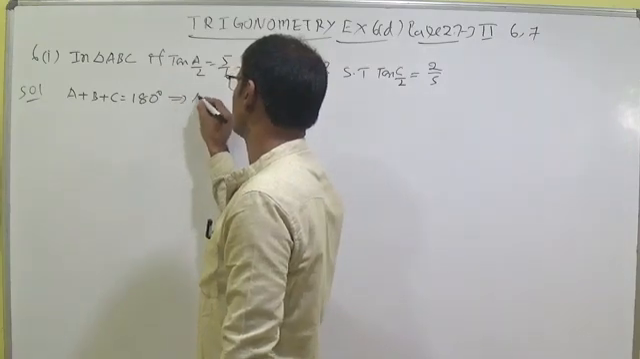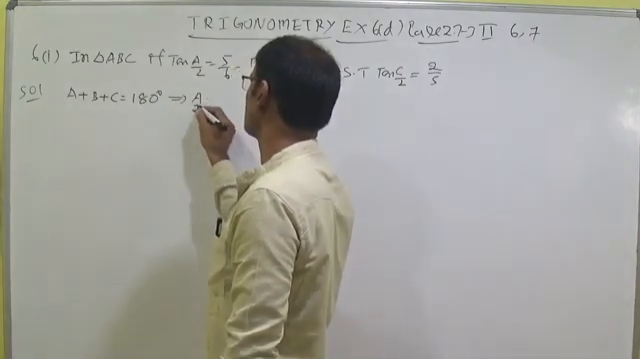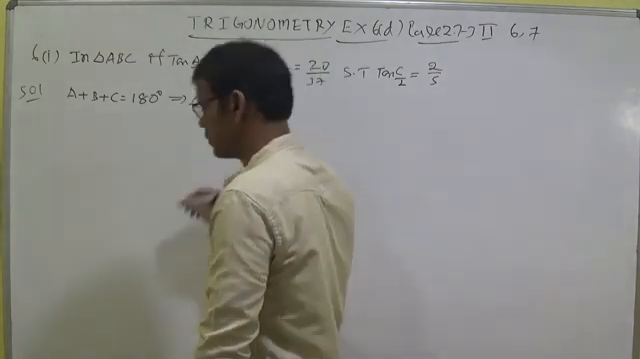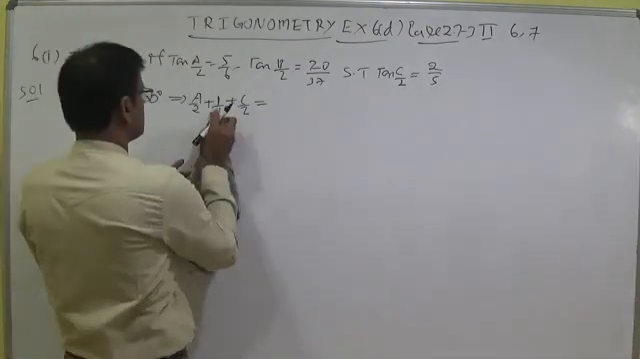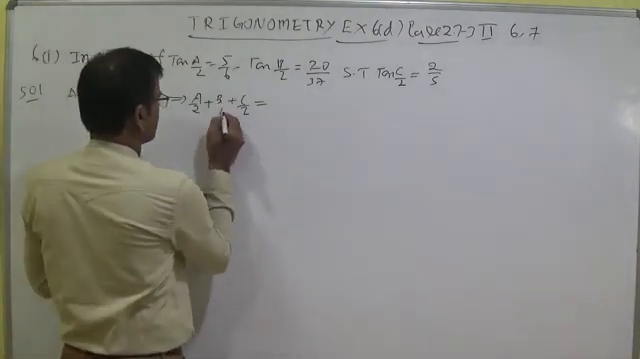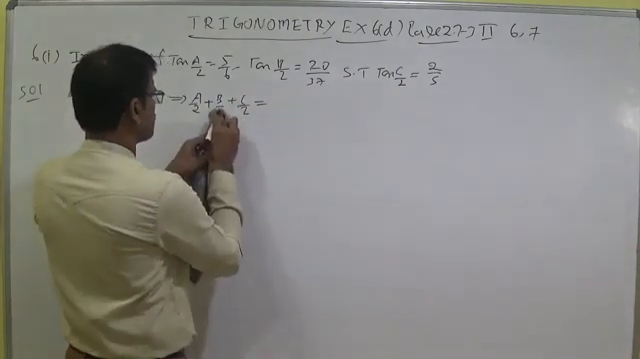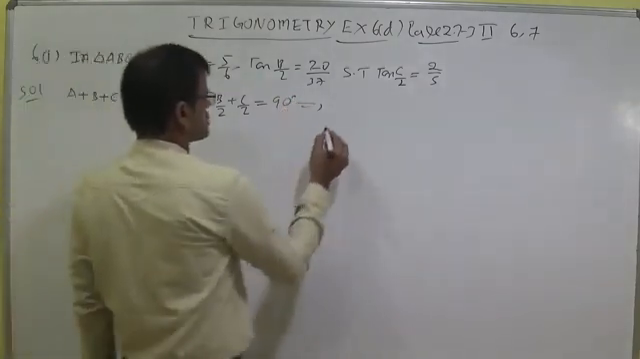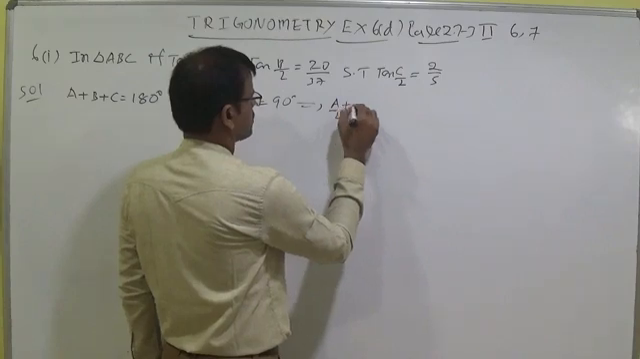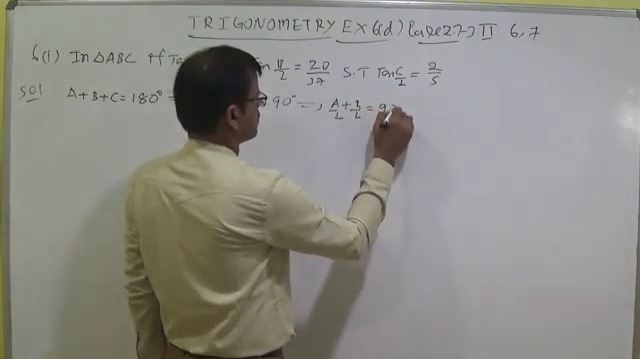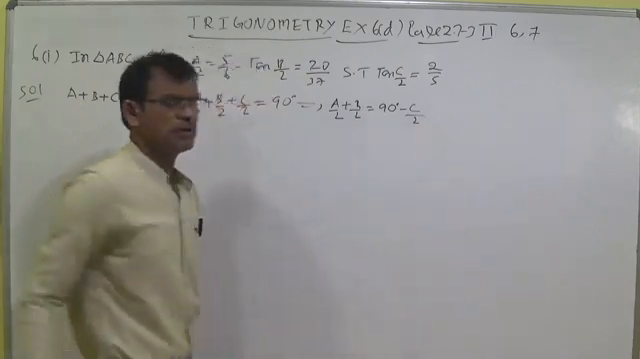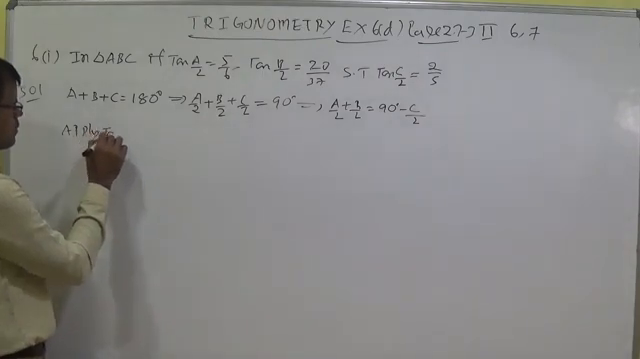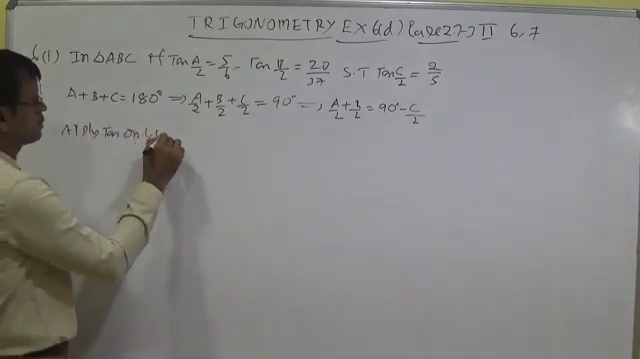Now divide by 2: A by 2 plus B by 2 plus C by 2 is equal to 90 degrees. That implies A by 2 plus B by 2 is equal to 90 degrees minus C by 2. Apply tan on both sides.